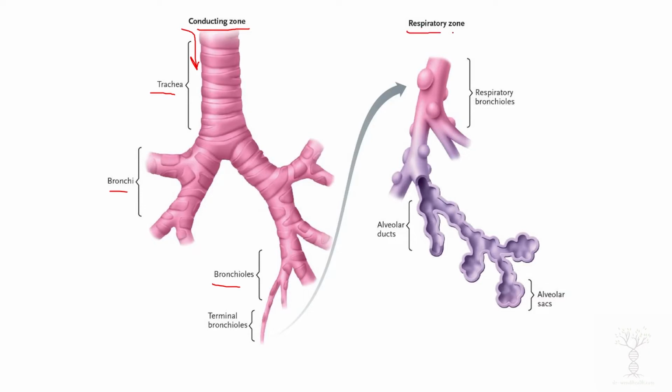Down in the smaller structures, we call those the respiratory structures or the respiratory zone, because we can have gas exchange in these structures. So the respiratory bronchioles, the alveolar ducts, and the alveoli or the alveolar sacs, we can move oxygen across these membranes into the bloodstream.